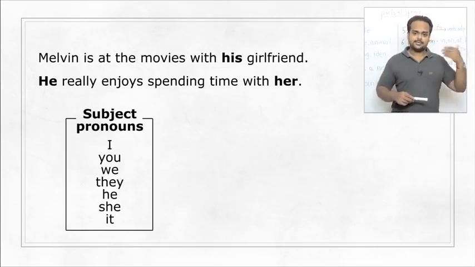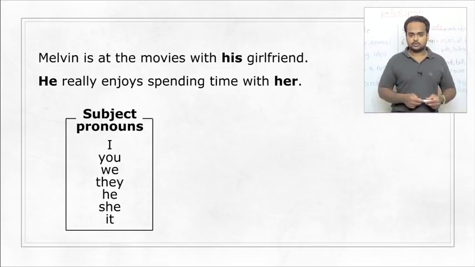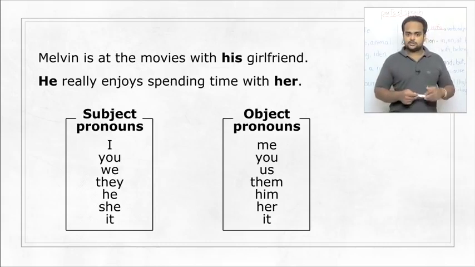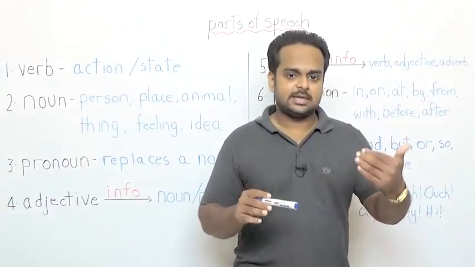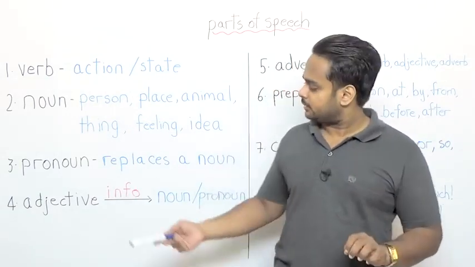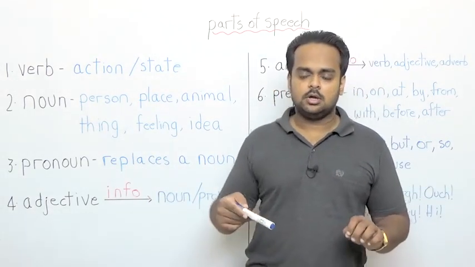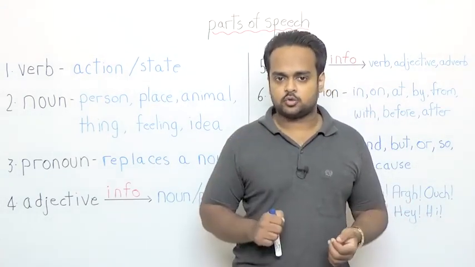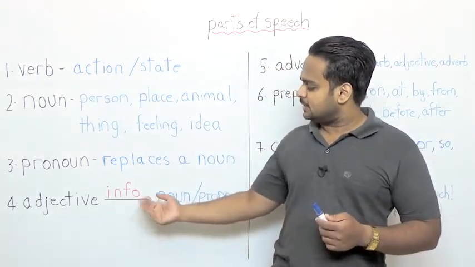And to replace a noun in the object position, can you guess what we use? We use object pronouns. Those are me, you, us, them, him, her, and it. Now, there are other pronouns in English, such as his, hers, this, that, etc., but we will talk about them in more detail when we come to the lesson on pronouns. For now, just remember that a pronoun replaces a noun to avoid repetition and to make our speech sound more natural.